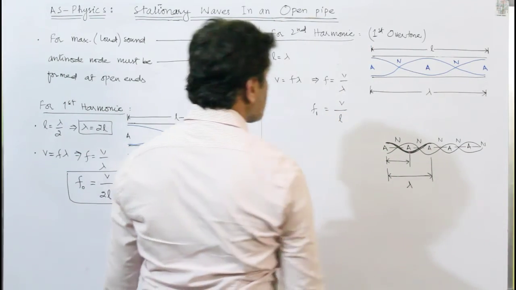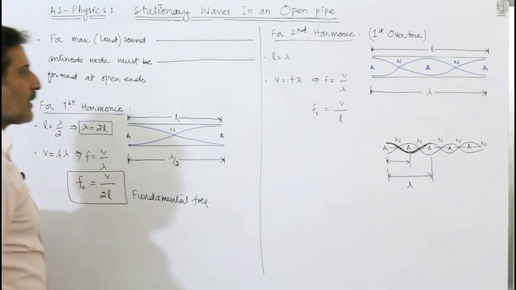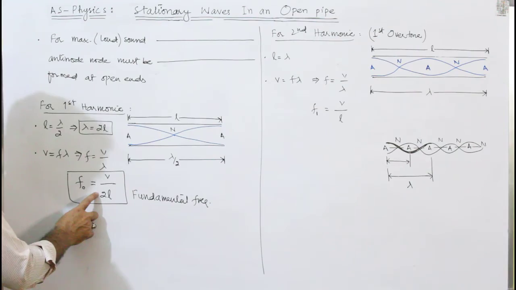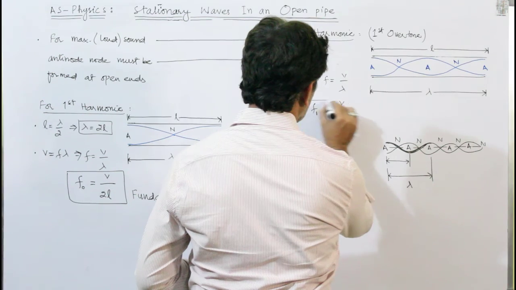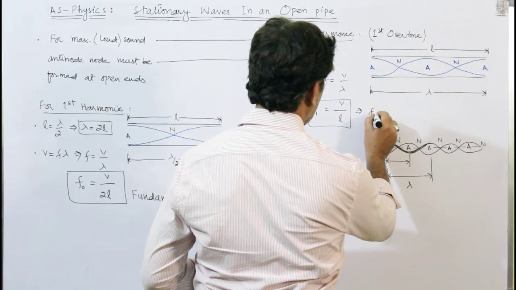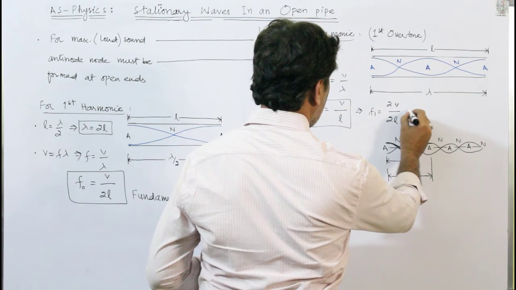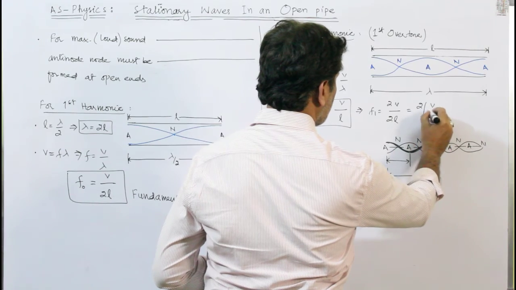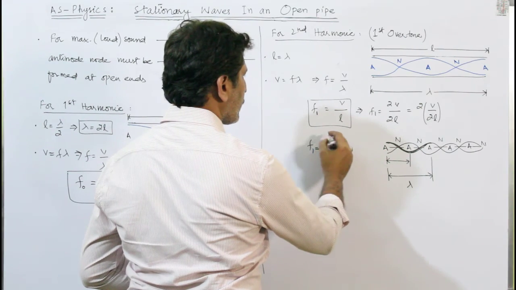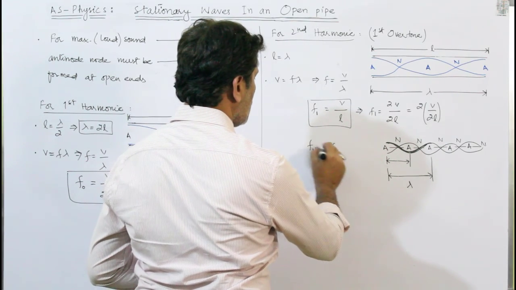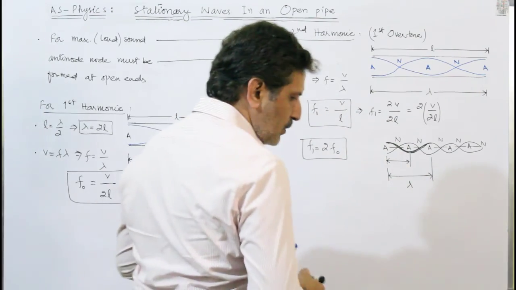Now we'll show this second harmonic frequency in terms of the fundamental frequency. So we have 1 in the denominator, so we will multiply the numerator and denominator by 2. So f1 equals 2 times v divided by 2L, and we also know that v over 2L is f naught. So this second harmonic frequency can be written as 2 times the fundamental frequency. Now we'll discuss about the third harmonic.